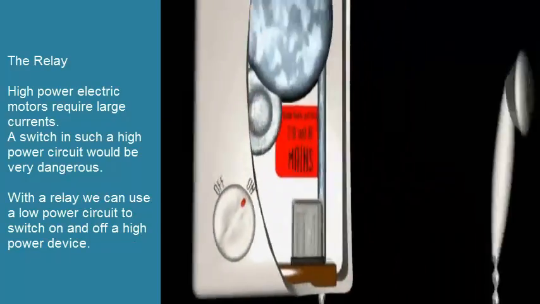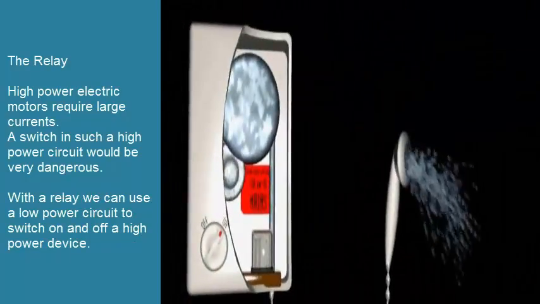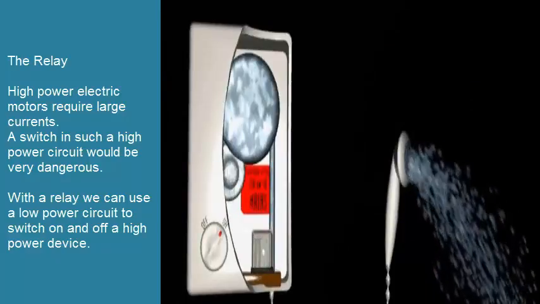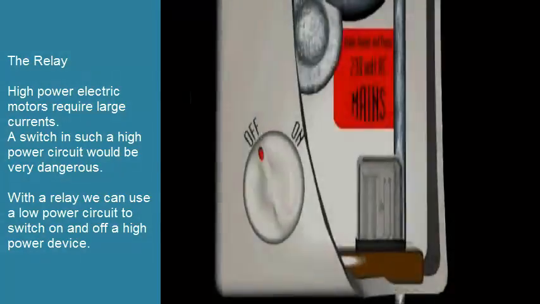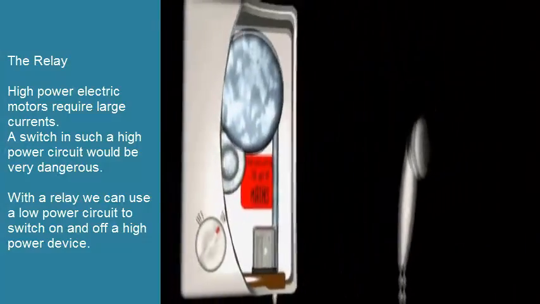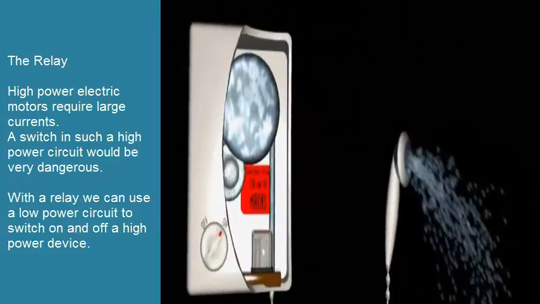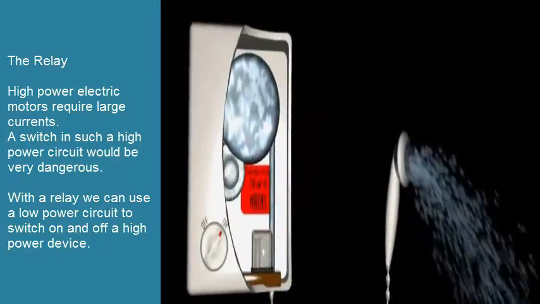The relay. High-power electric motors require large currents. A switch in such a high-power circuit would be very dangerous. With a relay, we can use a low-power circuit to switch on and off a high-power device.